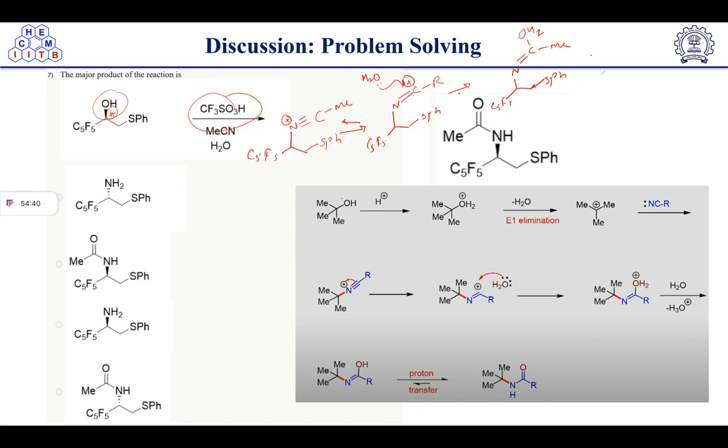It will result in it. I will directly write the product this way, right? It is the intermediate. Then proton transfer will take place, and it will become SPh, C5F5 and H. So this is the product we are getting here. So the correct answer is option number one.